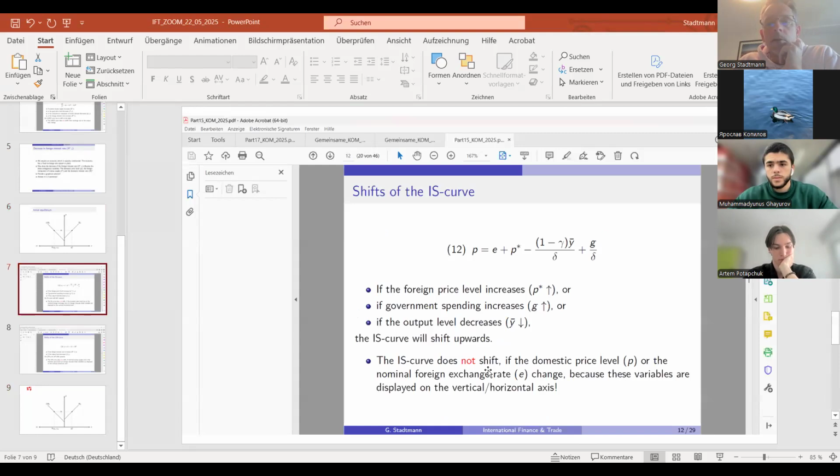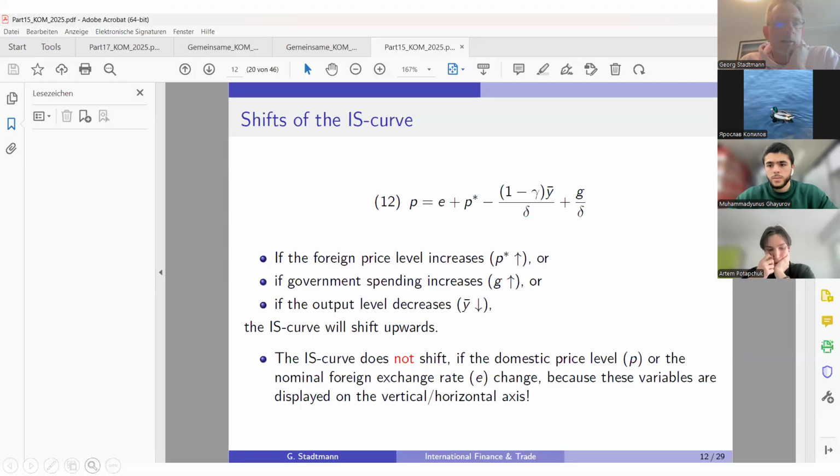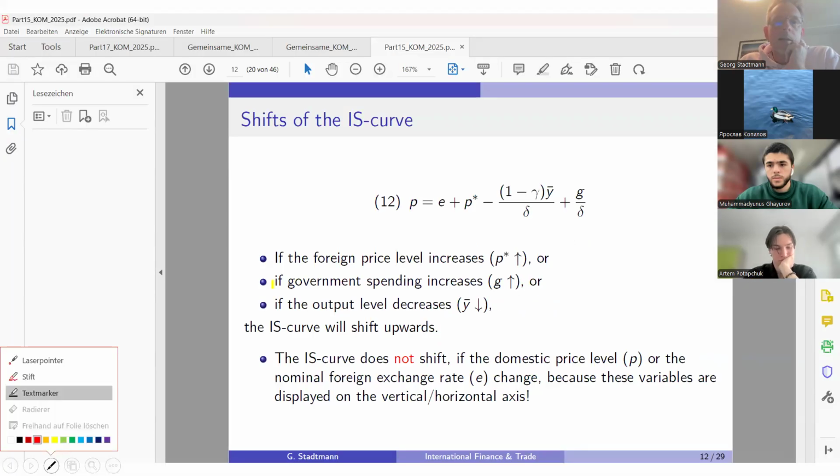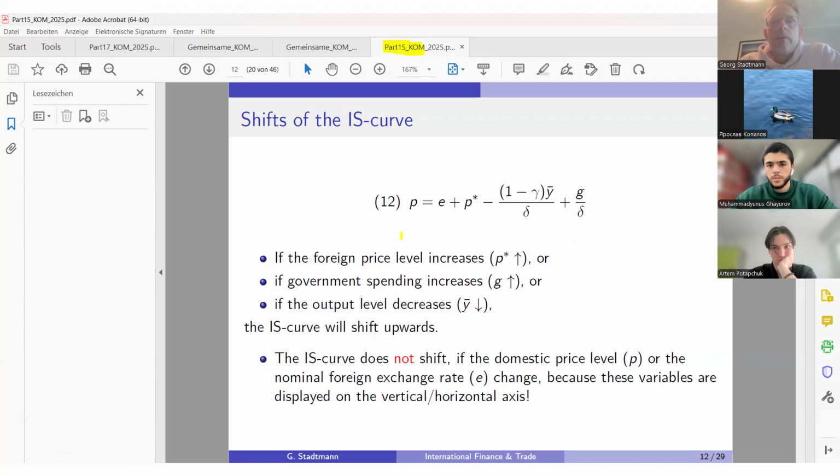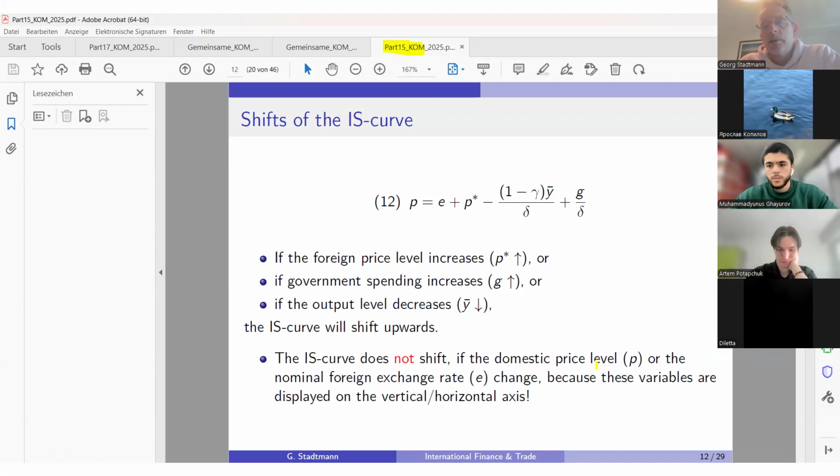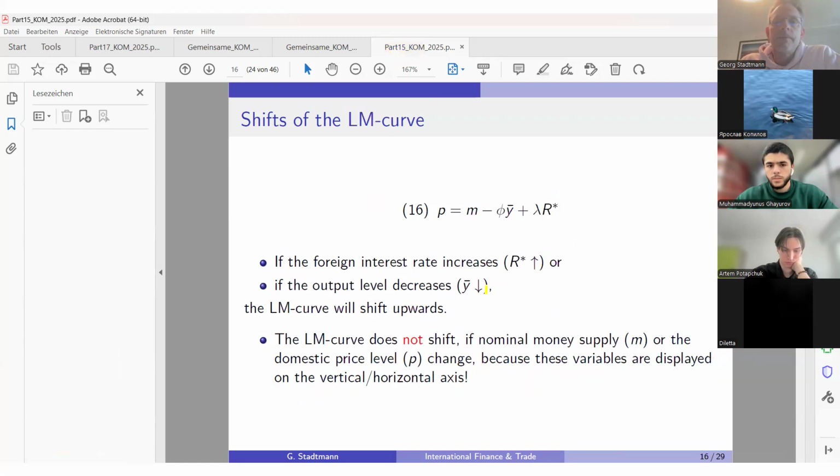And there, we have to go to part 15 of our lecture. And there, we clarified, in which direction does the IS curve shift? Can you see R star? No. So it is the case that the IS curve is not affected.